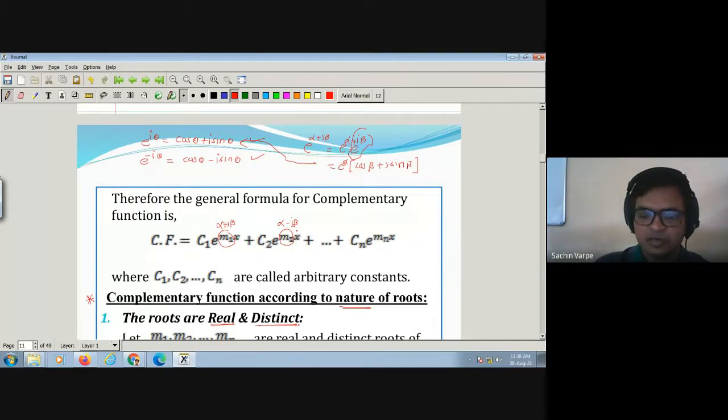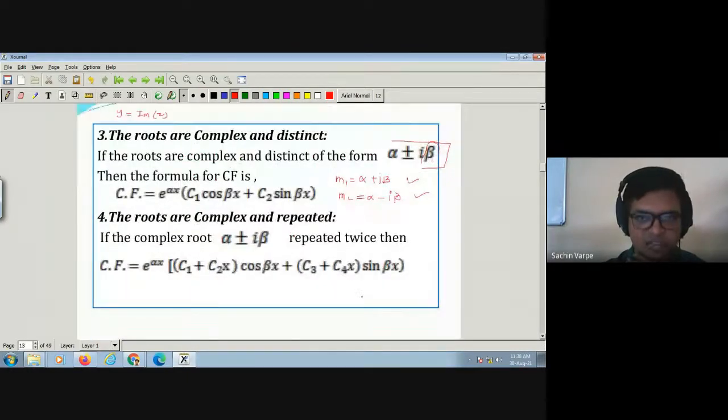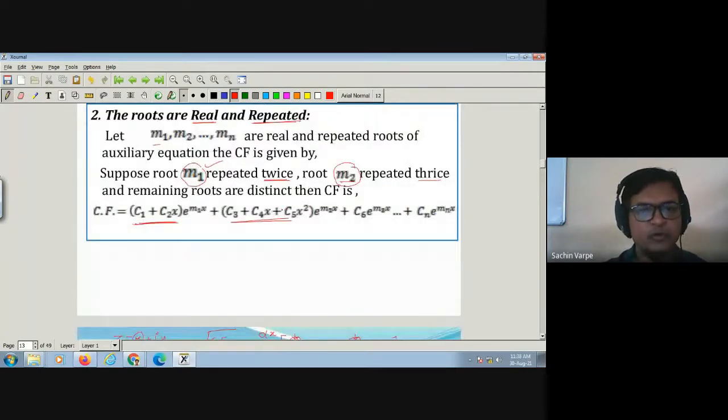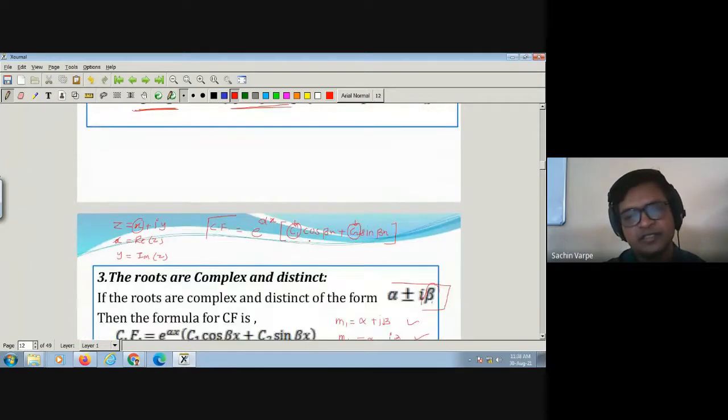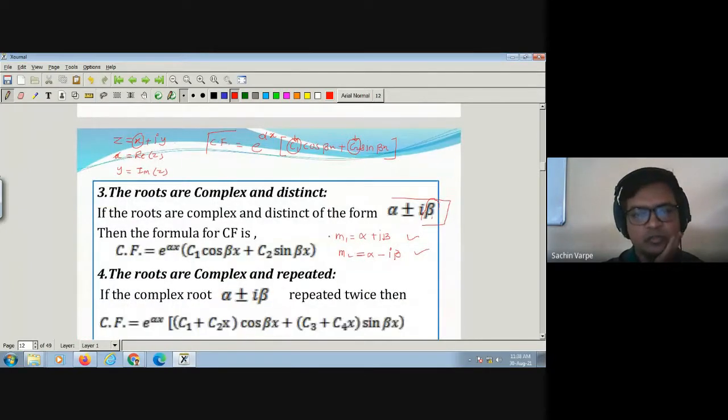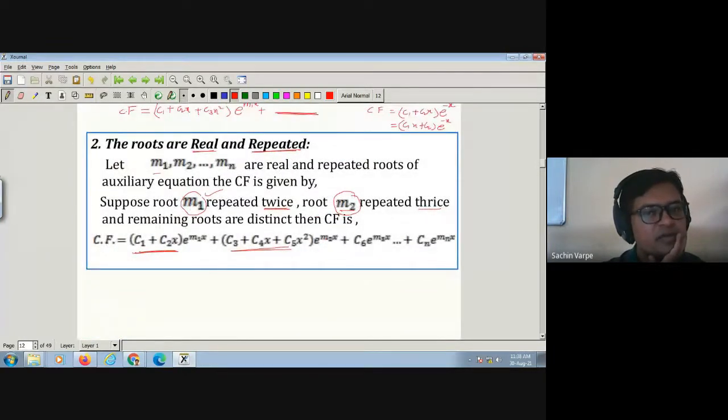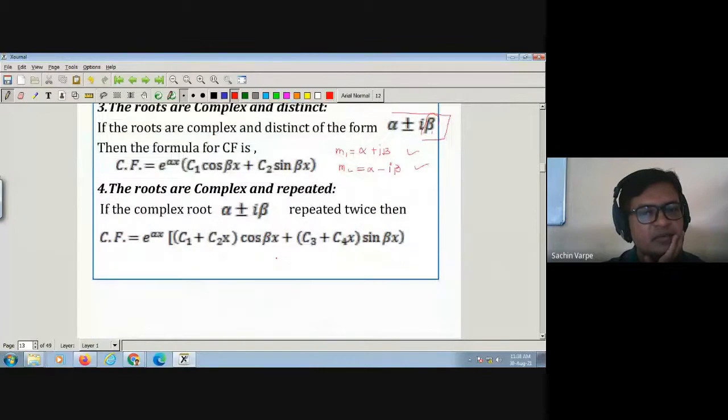Similarly, for this one also you can write cos beta minus I sin beta. Okay, and when we combine both, then by taking e to the power alpha common from these two, you'll get this formula. You can prove this. This will be homework for you, to prove this formula, and even the proof of this formula for the repeated root. You'll have to submit these two homeworks as a class assignment in Google Classroom today only. Okay, the proof of this second formula and the third formula.